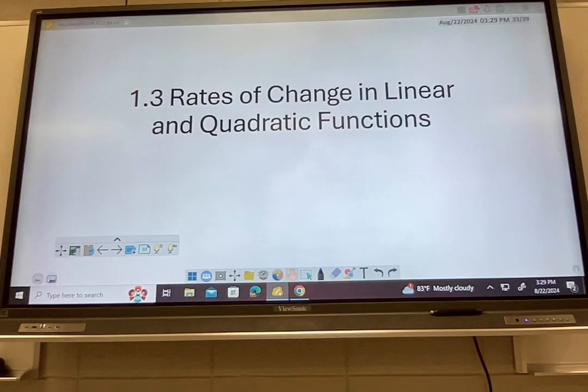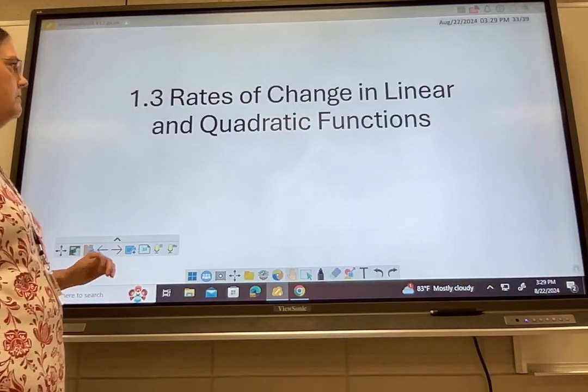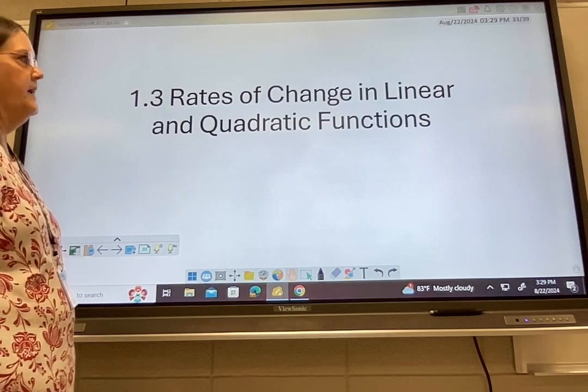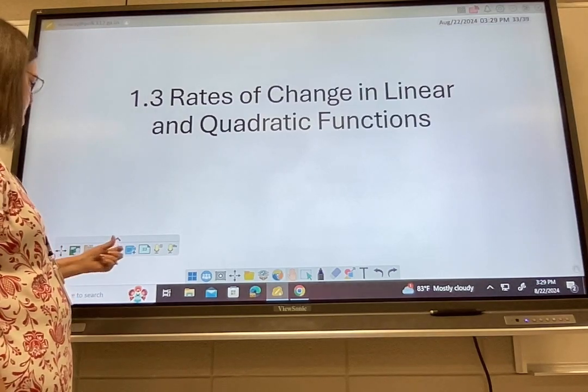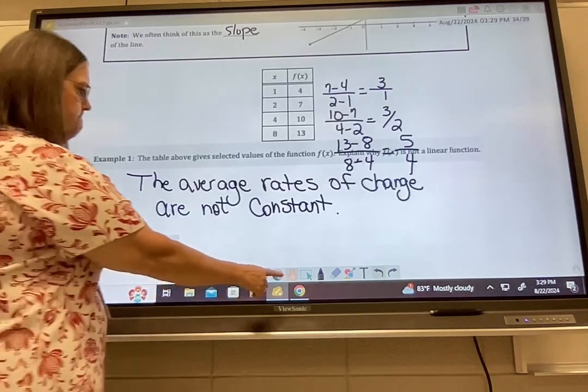All right, this is section 1.3 in AP Pre-Calculus. Rates of change in linear and quadratic functions.